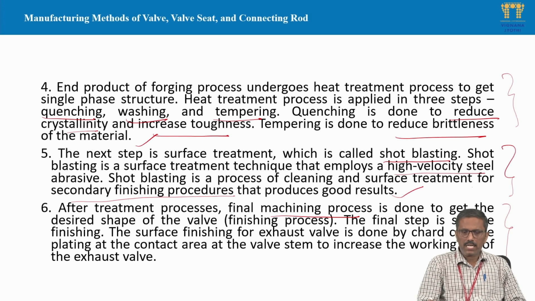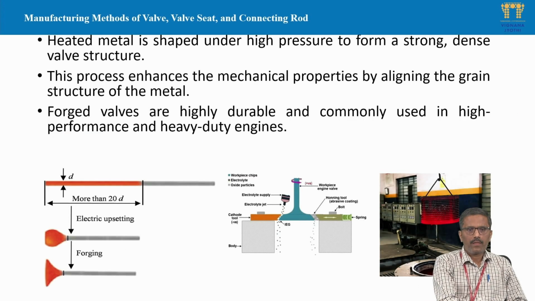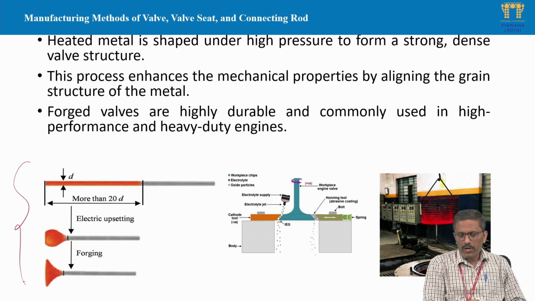to get the exact and required dimensions using a machining process. Mostly we use the turning process. So that's what you can see here: different stages of manufacturing the valve using the forging process.